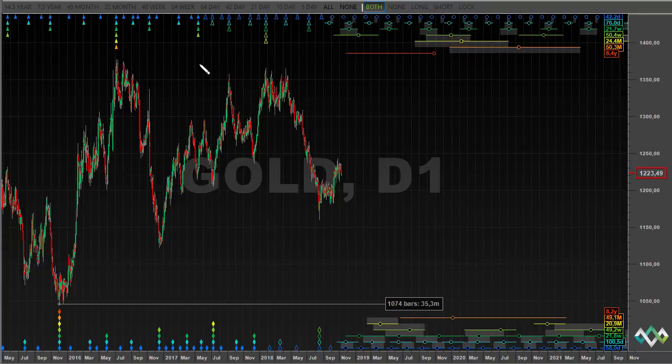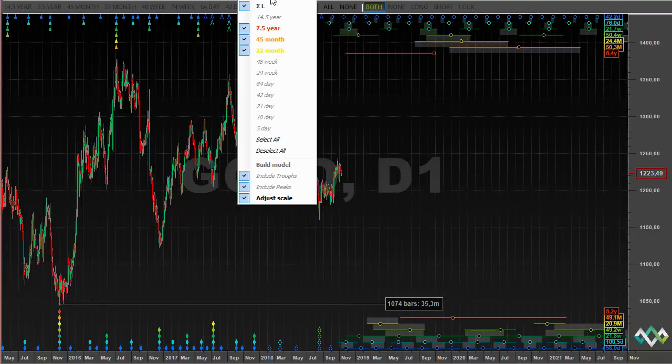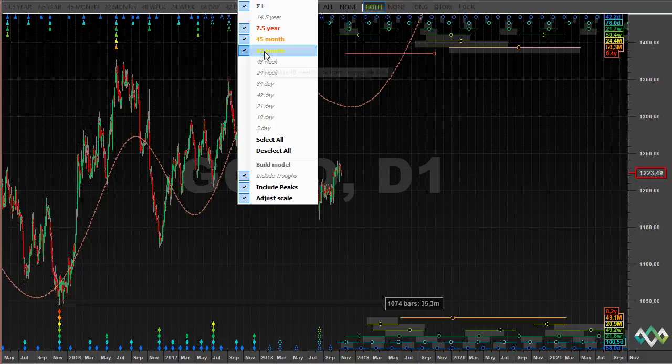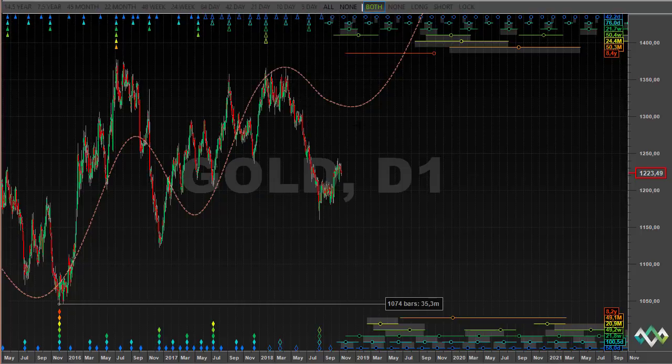Now, if you're not familiar with studying nests of highs and nests of lows and understanding what they mean, then we have the very useful tool of the composite model line. So let me display the composite model line. Now I'm only showing cycles from 22 months up to 7.5 years. So this is a really sort of big picture composite model line. I'm not adding too much detail at this point.